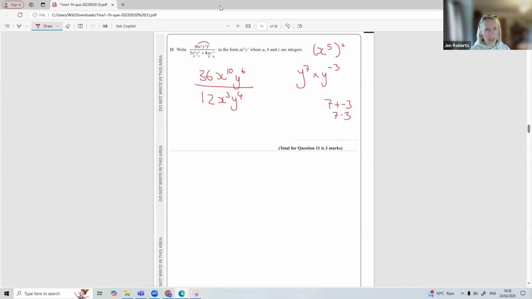Let's simplify it again. 36 divided by 12 is 3. X to the power 10 divided by x cubed, you subtract your indices here. 10 take away 3 is 7. Subtract your indices here. 3x to the power 7, y squared.